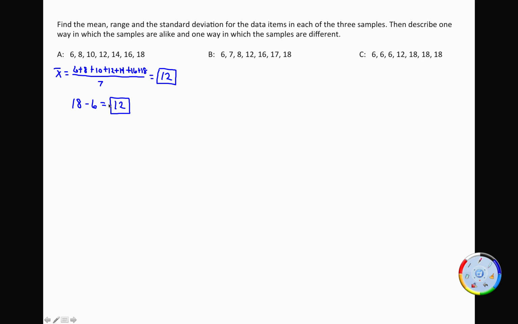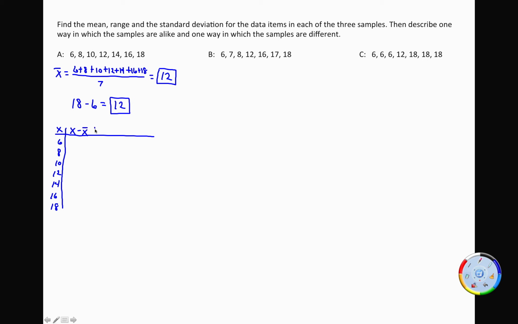And now I have to find the standard deviation. To find the standard deviation, it's going to require making a little chart, right? A table where I can see each individual data point: 6, 8, 10, 12, 14, 16, 18.